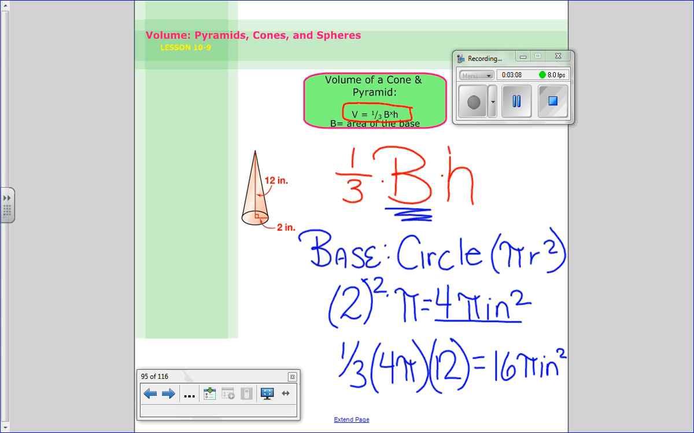Now here, this is the exact answer, but if they wanted the approximate, you'd go ahead and multiply by 3.14. So why don't we go ahead and do that right away. So 16 times 3.14 is 50.24 inches squared. There we go. That's the volume of that cone.